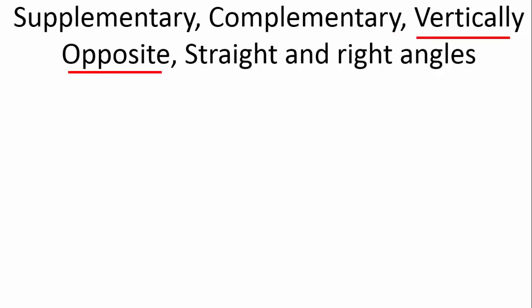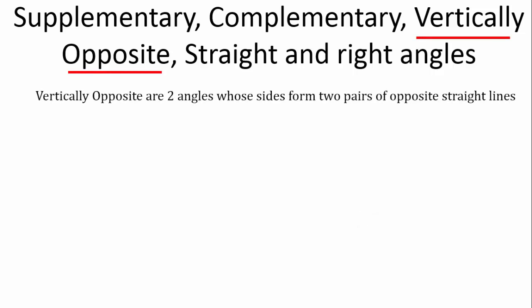Let's now look at vertically opposite angles. Vertically opposite angles are two angles whose sides form two pairs of opposite straight lines. Oh, that sounds like a mouthful. What does it mean? So we have two lines, 1, 2, 3, and 4. Now, the vertically opposite angles are two angles whose sides form two pairs of opposite straight lines. So here we have a side of 1 and a side of 3, and they form two opposite straight lines.